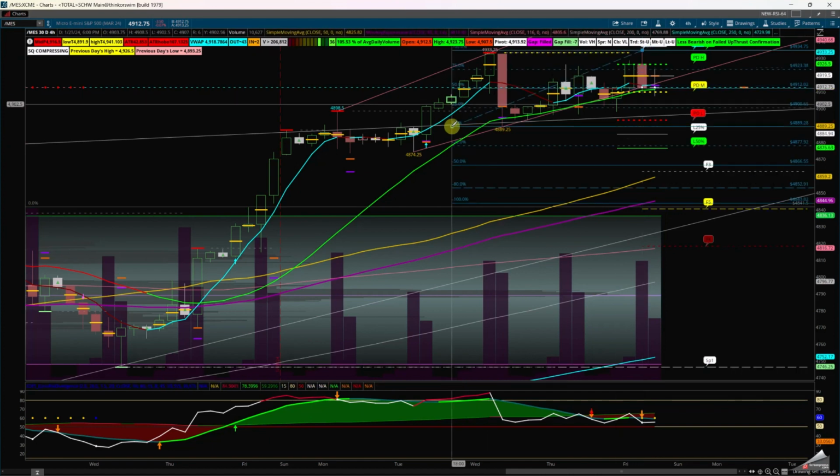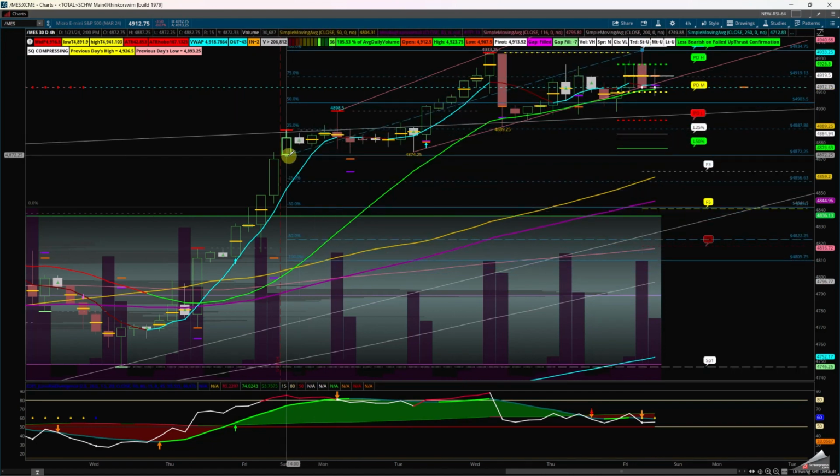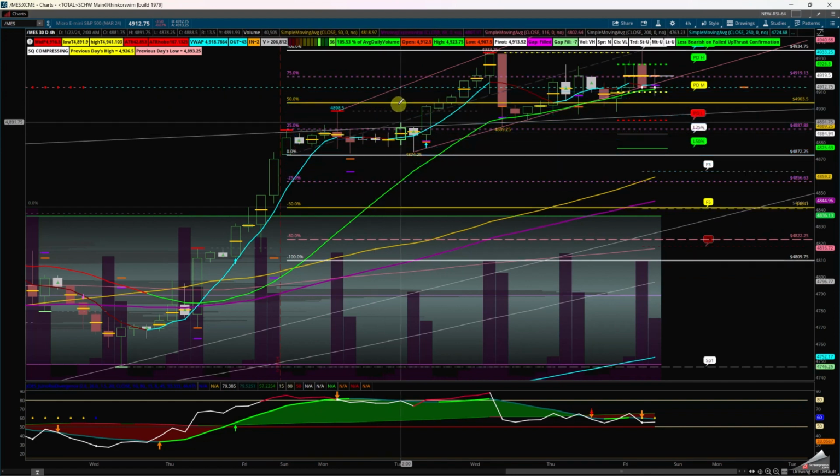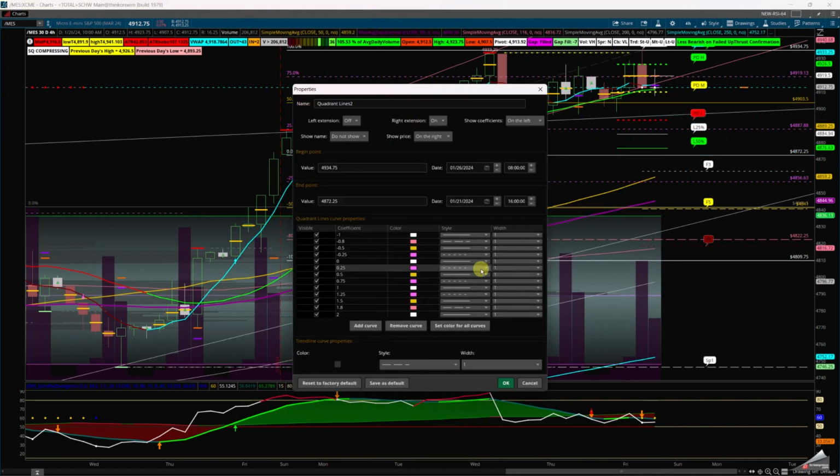So I grab this high from here all the way to the Sunday low, and I mark it. I know where my ranges are. What I want to do is edit the property and make it into a gray area. And what we want to do is select the color.